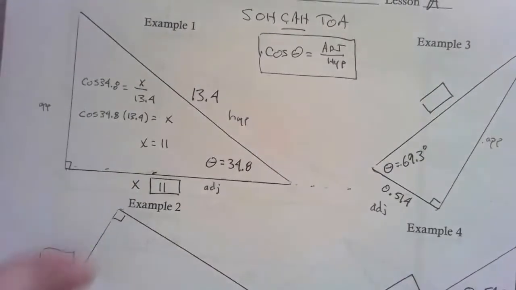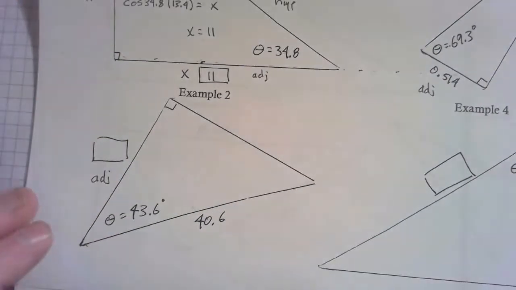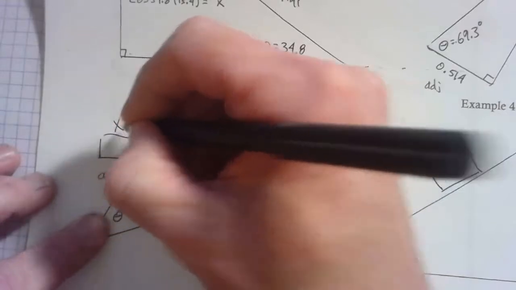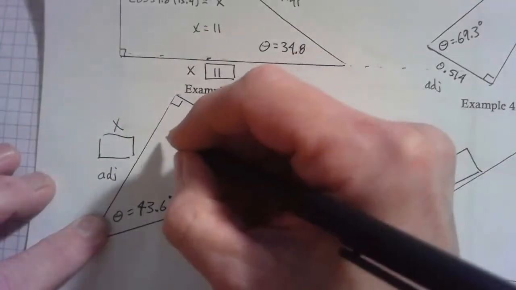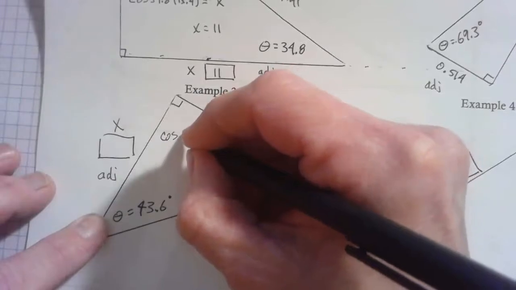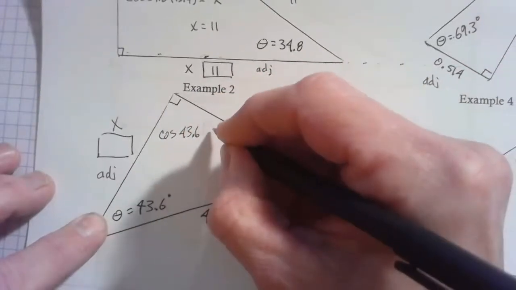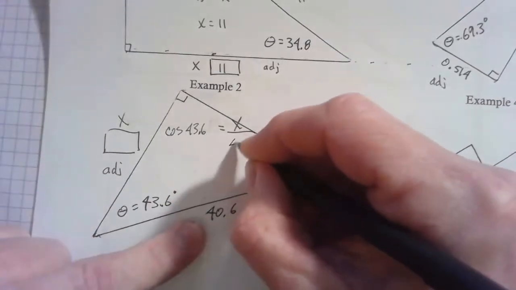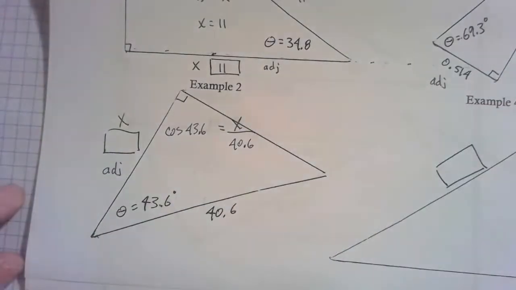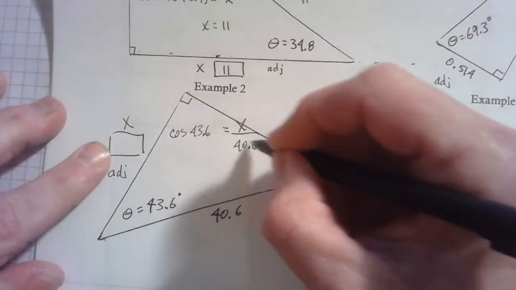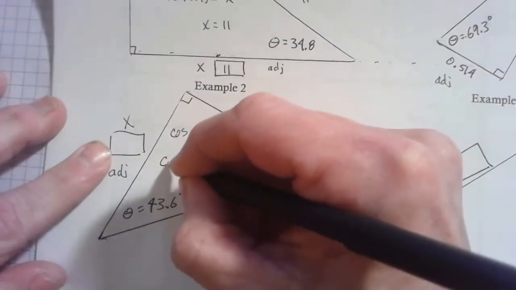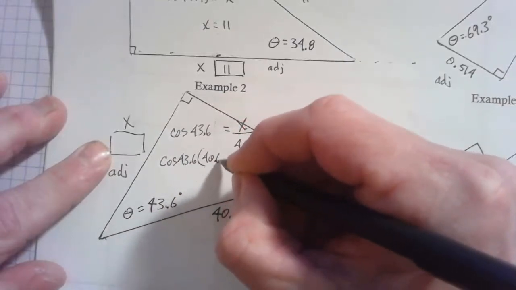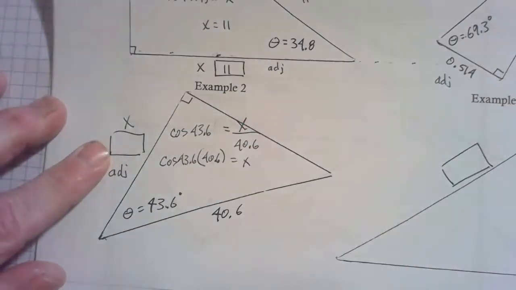Now let's try this one down here. So, once again, angle, this is my adjacent, call that x. This is my hypotenuse. So my cosine of a 43.6 degree angle is equal to my adjacent, which is x, over my hypotenuse, which is 40.6. And once again, multiply both sides by the 40.6 to get x by itself. So I'll have cosine of 43.6 times 40.6 will give me x.